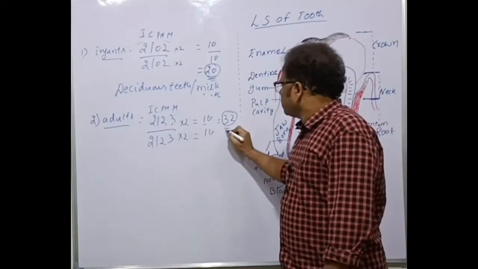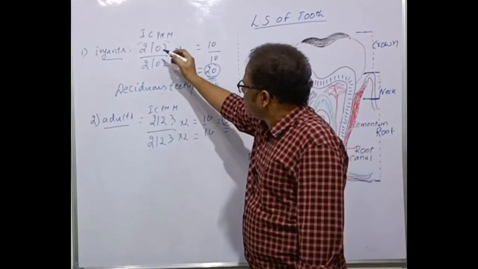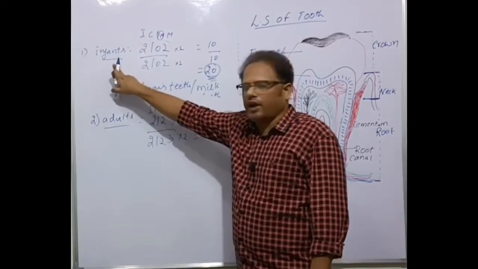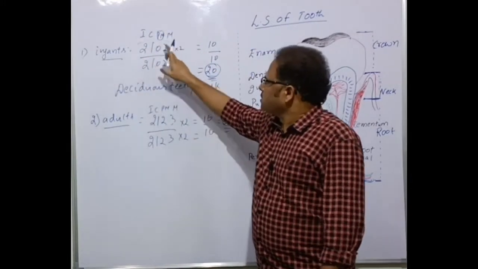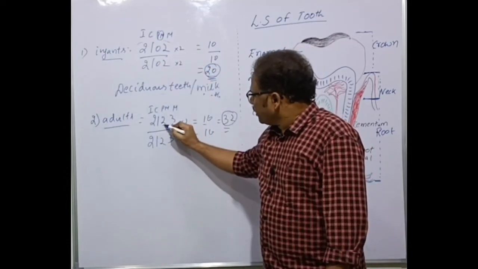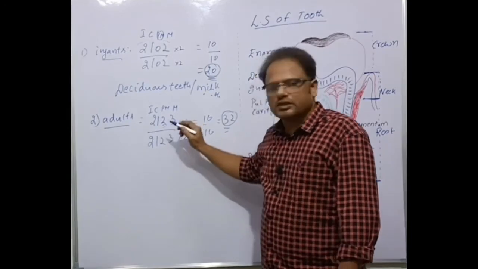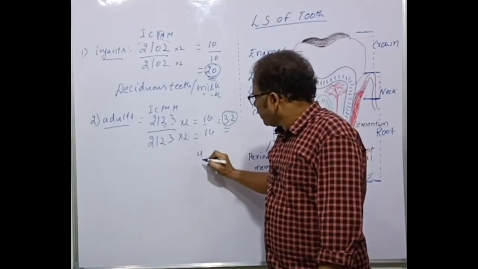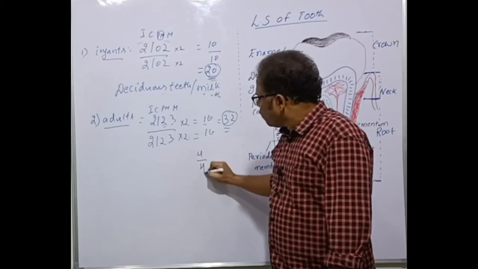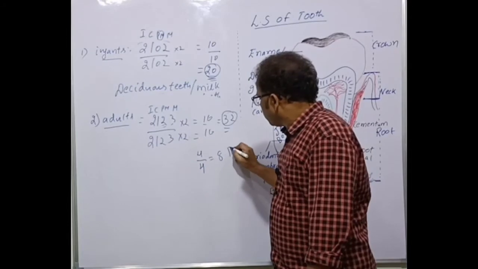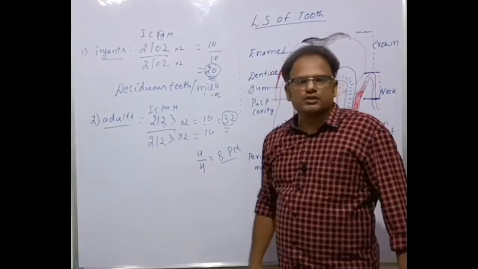So how many teeth are missing in infants? Which teeth are missing? The premolars are absent in the infants. No premolars are present in infants. Premolars appear after 6 years, isn't it? See here, 2 into 2 is 4 premolars in the upper jaw and 4 premolars in the lower jaw. That is 4 plus 4, 8 premolars appearing after 6 years.